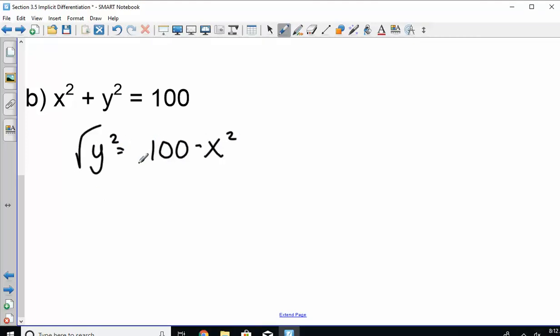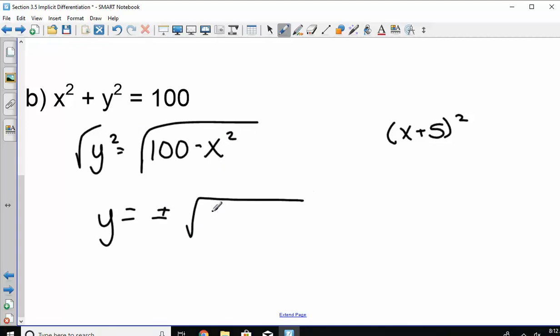When you do the square root, can you do the square root of 100 and the square root of x squared? Let me ask you a question. If I gave you x plus 5 squared, does that turn into x squared plus 25? No, you would have to FOIL. So it's kind of the same principle with the square root. You can't break them up if they're added and subtracted. So you just have to leave it like this.